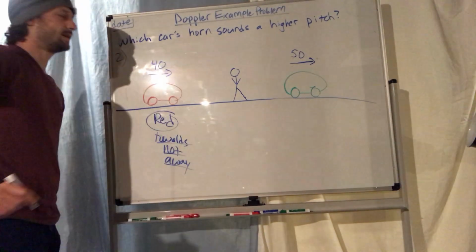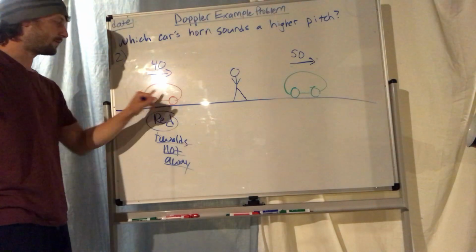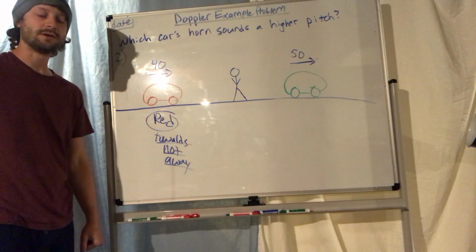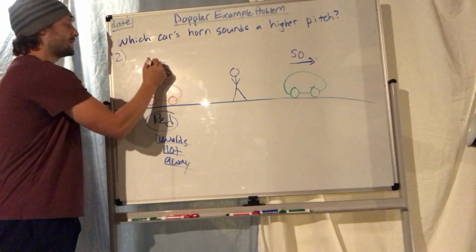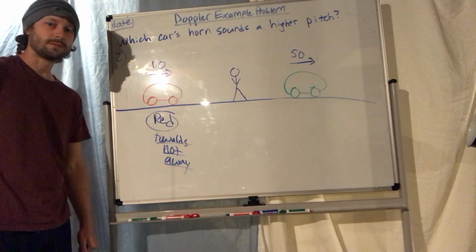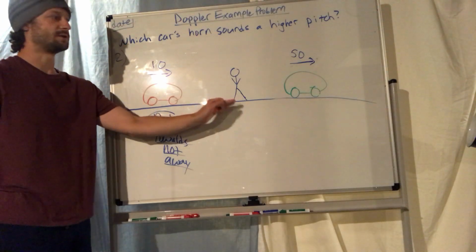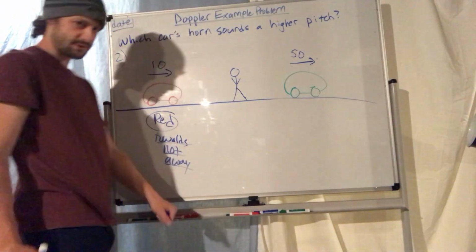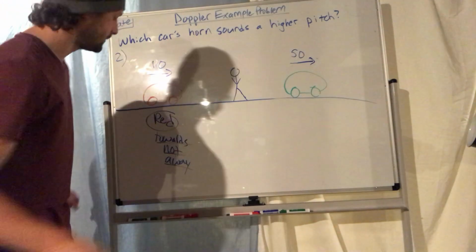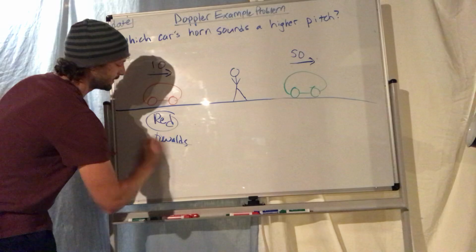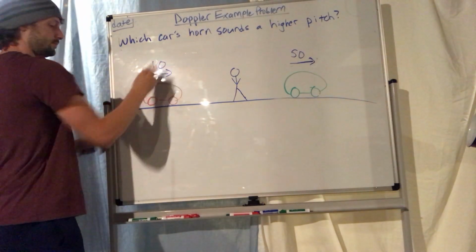Write down your reasoning. It doesn't matter that red is going slower than green. Red is heading towards the person, so the person experiences a higher pitch from red. Even if this were 10 miles per hour, they would still hear a higher pitch from red because red is going towards the person, but heading away causes a lower pitch to be heard. Alright, pause now, or actually wait a second. We'll erase it, and then we'll do number three.